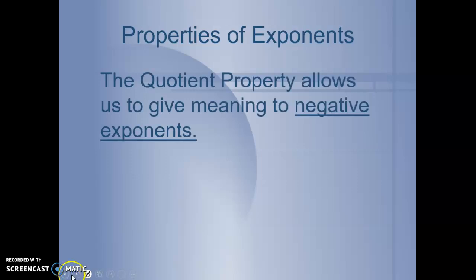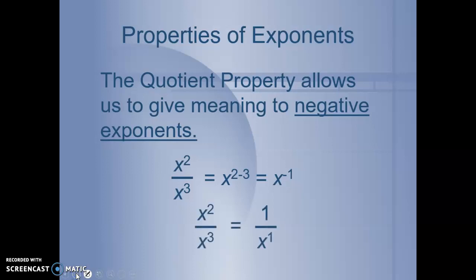The quotient property allows us to also give meaning to negative exponents. If you have x to the second over x to the third, 2 minus 3 is negative 1. That's the same thing as x to the negative 1. We have more x's in the denominator than we do in the numerator of this fraction. A way that we can write that in a positive way is 1 over x to the first power. We can take this x to the negative 1, and when we write it in its reciprocal form, that x becomes positive.